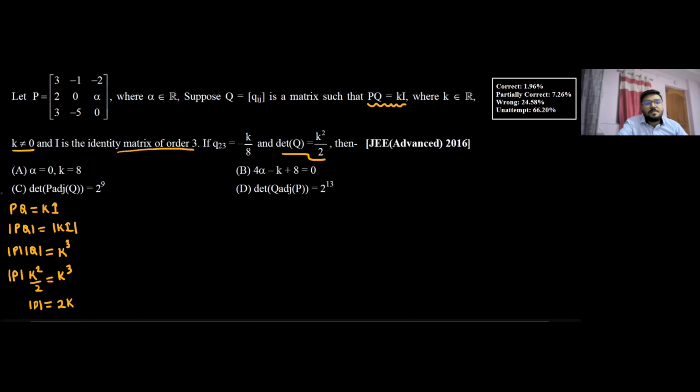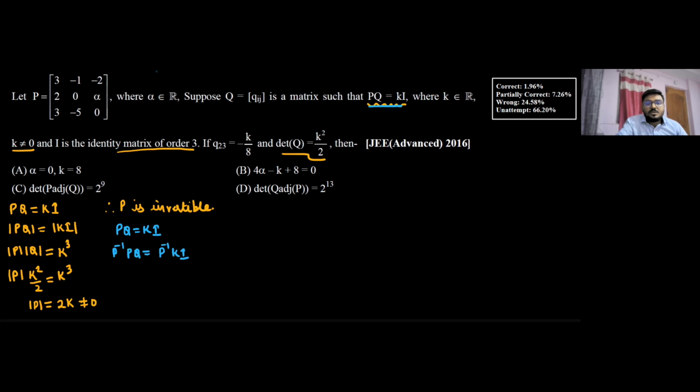Also in the question it is given K is not equal to 0. K non-zero means this determinant P is non-zero. And if the determinant P value is non-zero, we can say that therefore P matrix is an invertible matrix, means its inverse exists. Now again taking this relation PQ equals to K times I, and since P is invertible, we can multiply with its inverse on both sides. So P inverse PQ equals to P inverse KI, which becomes Q equals to K times P inverse, because P inverse P is identity.